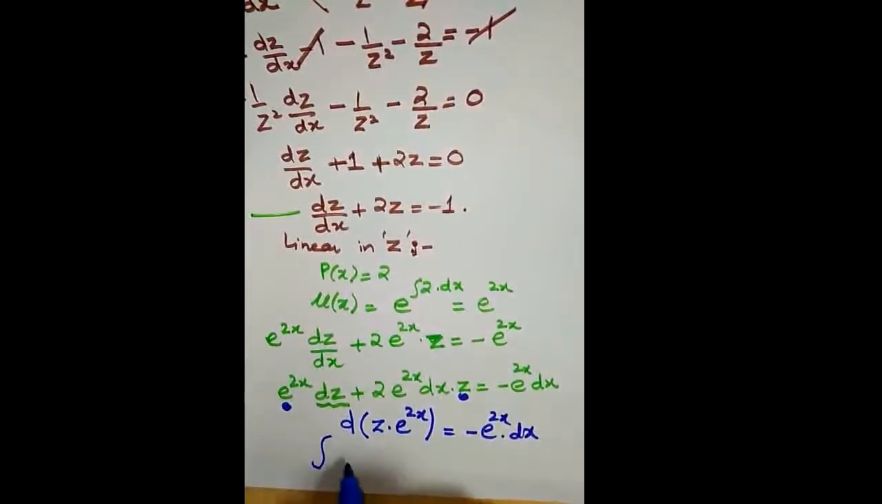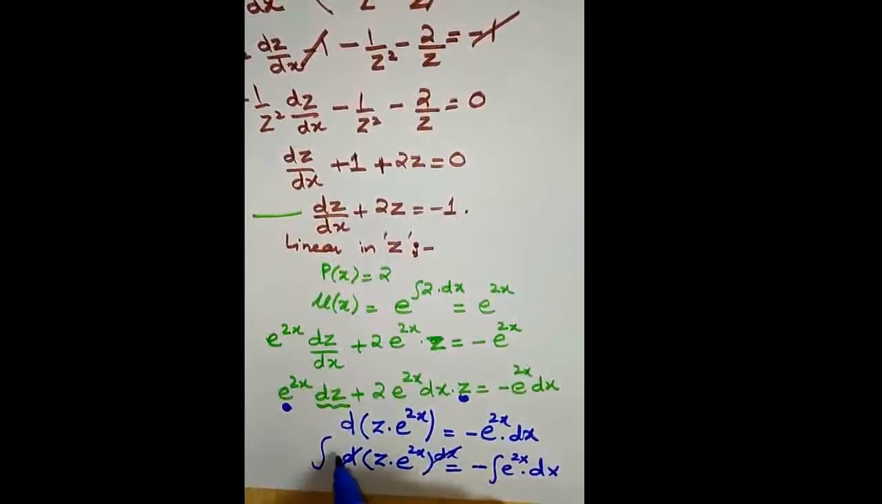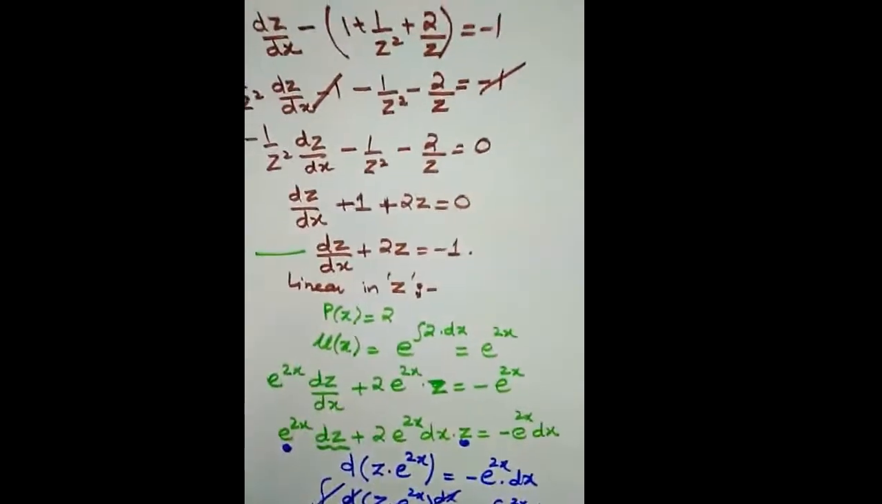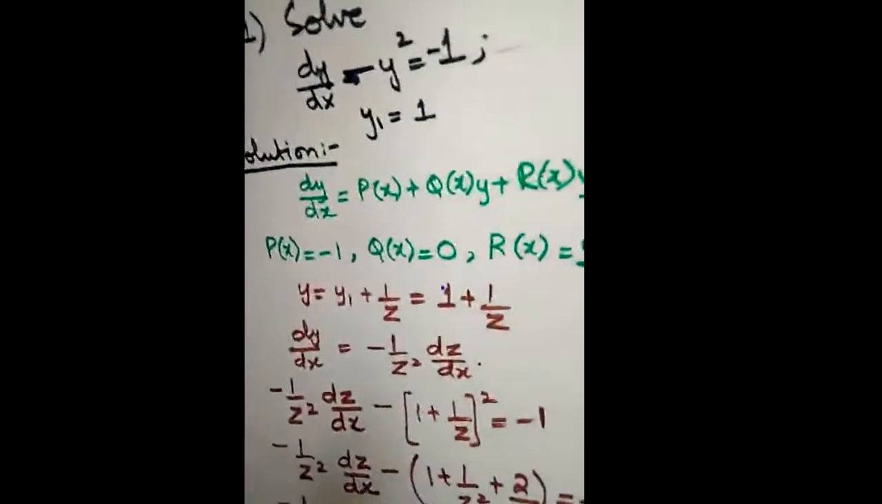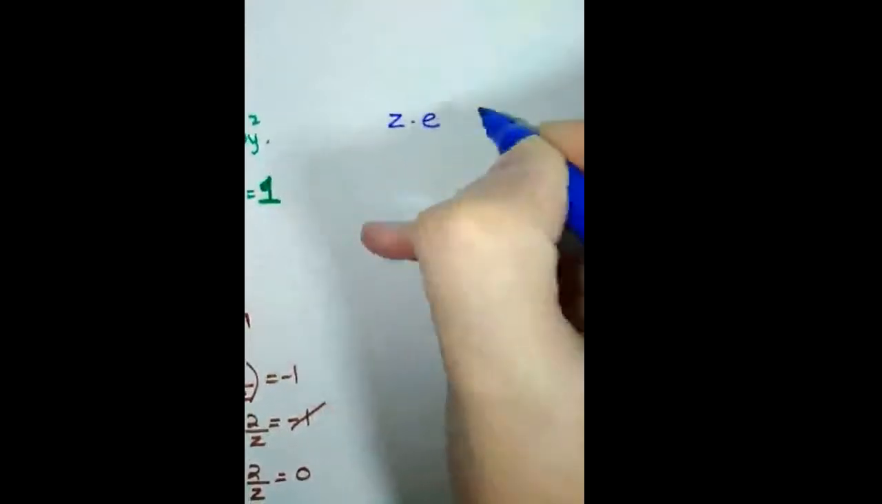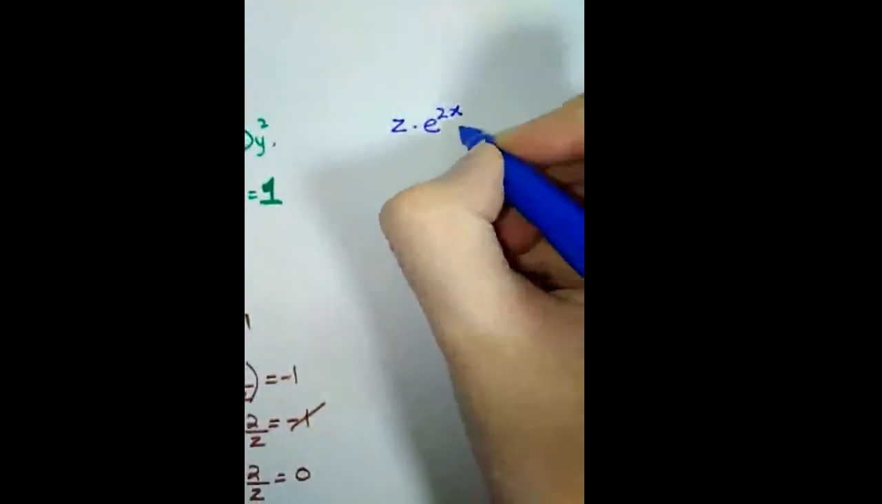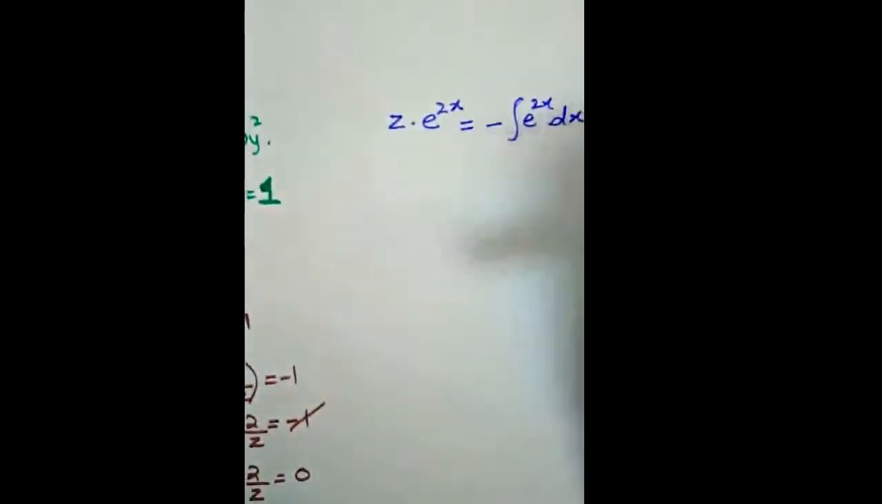In the next step I do the integration, minus e to the power 2x into dx. So this derivative and integral get cancelled, and next step will be, I'm writing in this space, let me arrange this. Okay, I'm writing here. So that becomes z into e to the power 2x equals integral of minus e to the power 2x dx.